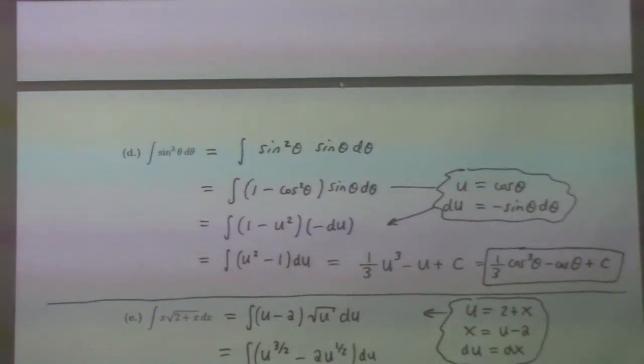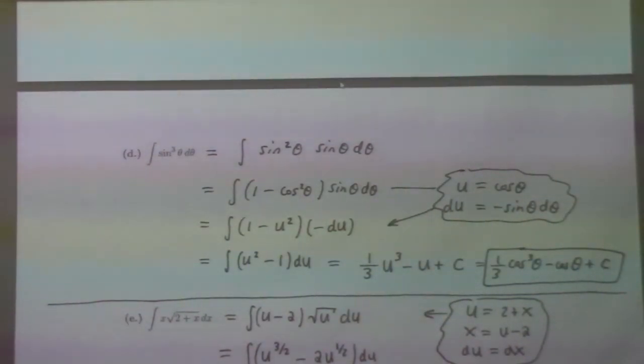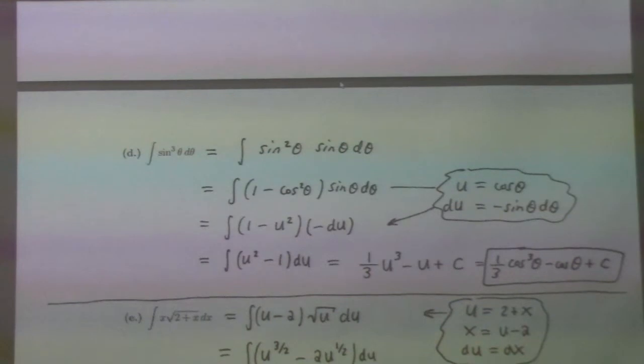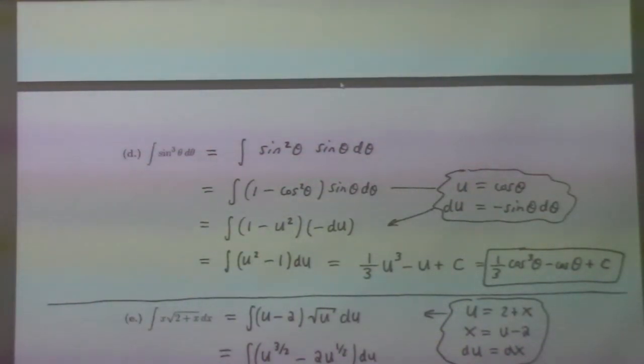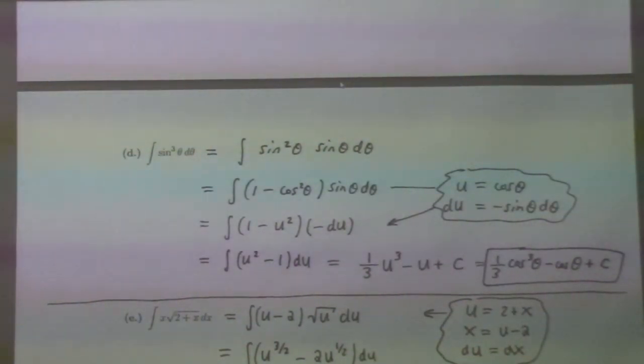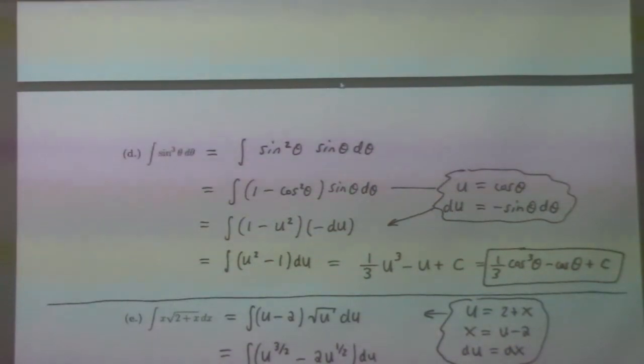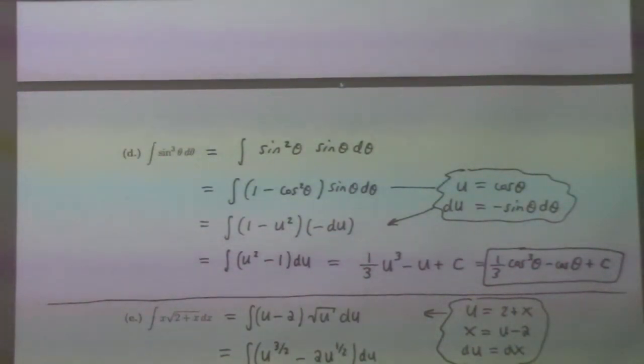So this is a standard trick. Anytime you have an odd power of sine or cosine, you can peel off an even part of it and convert it to the other, either sine or cosine. And then you'll be able to make u either sine or cosine as appropriate.